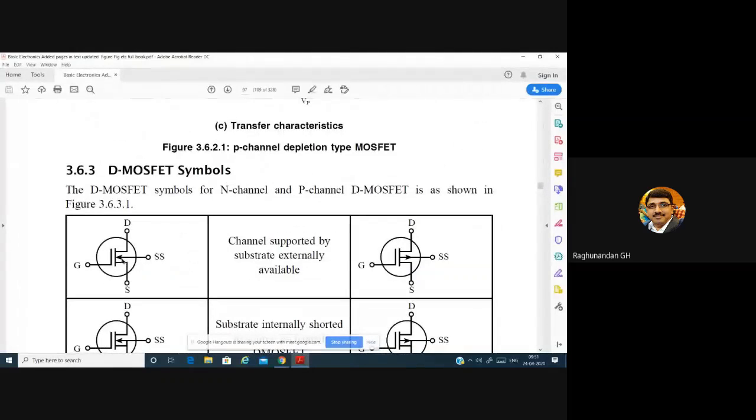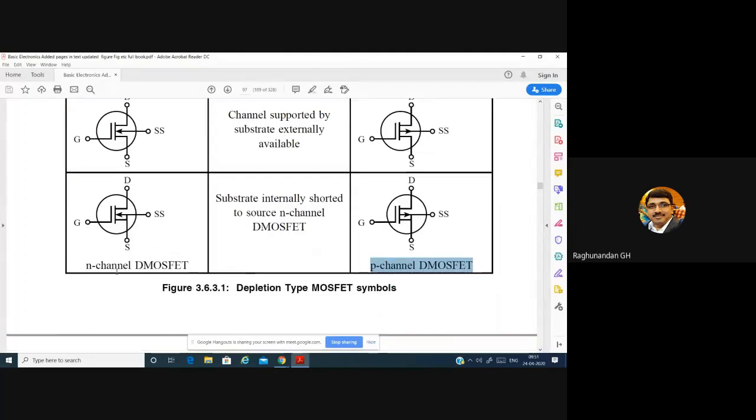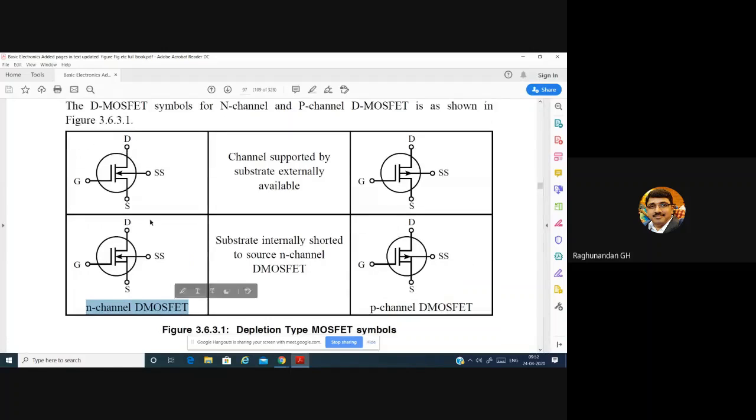Okay, and this arrow mark which is coming towards the channel indicates it is an N channel. The line here indicates the channel. So the arrow mark towards the channel indicates an N channel MOSFET. And I had told you the substrate connection usually will be kept open. It might be kept open like this, or sometimes they will short it with the source. The substrate will be shorted with the source. Any of the two is possible.